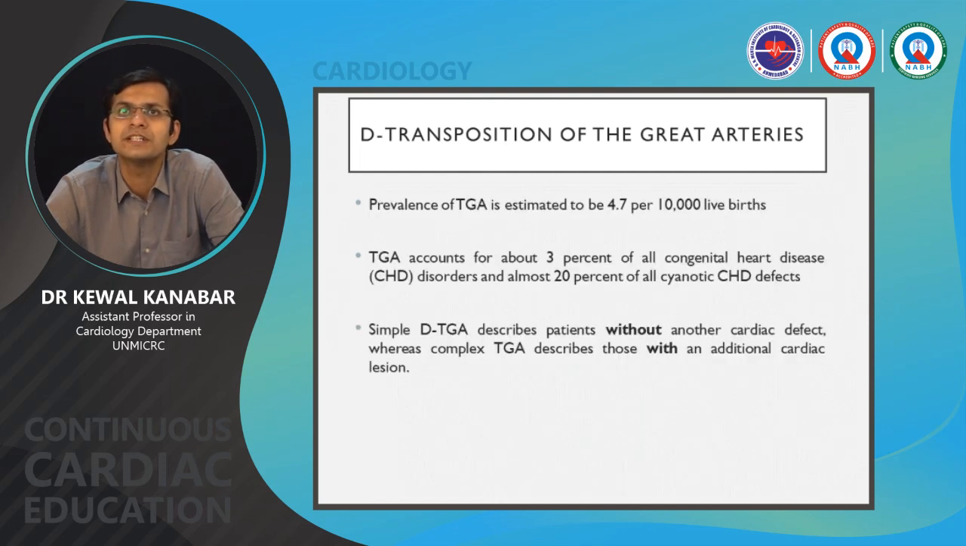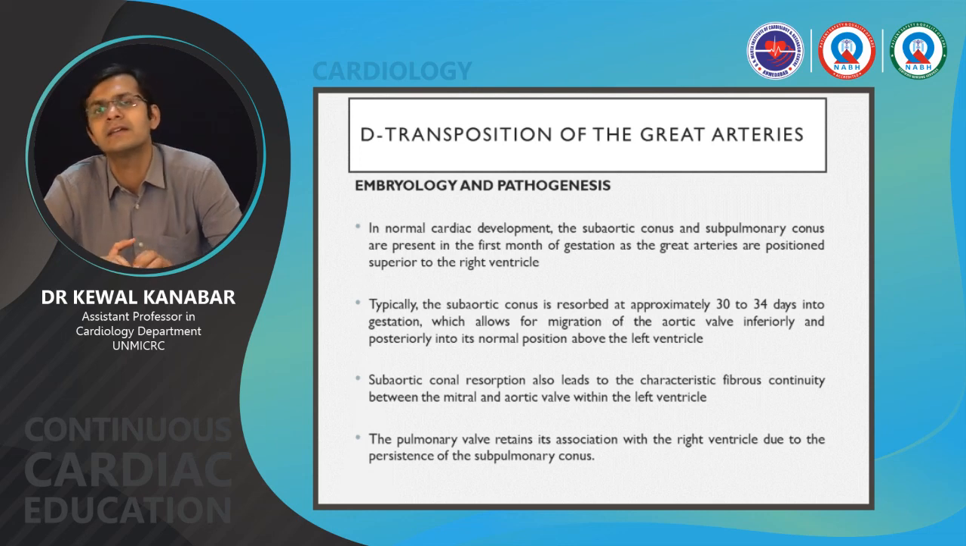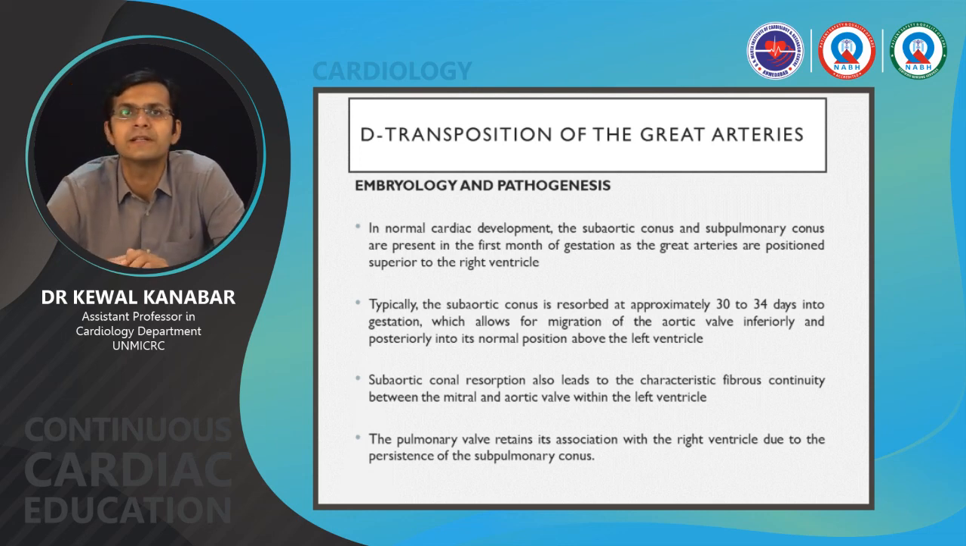The prevalence of TGA is around 4.7 per 10,000, and it accounts for 3% of all CHDs and around 20% of all cyanotic congenital heart diseases. Simple DTGA is without any other cardiac defect, and complex DTGA has an additional cardiac lesion. Normally we have two coni, the subaortic conus gets resorbed and the subpulmonic conus persists. Because of the resorption of the subaortic conus at around 30 to 34 days of gestation, the aortic valve moves inferiorly and posteriorly, and it comes in direct continuity with the left ventricle. The resorption of the subaortic conus results in complete fibrous continuity between the mitral and the aortic valve.